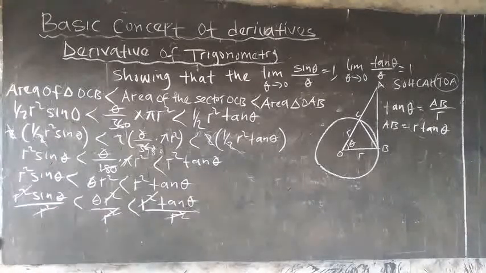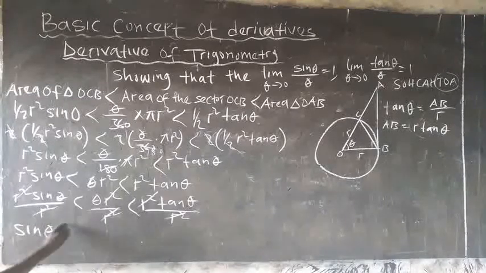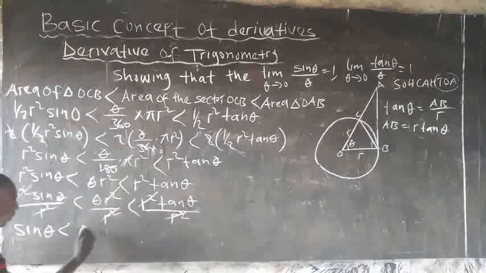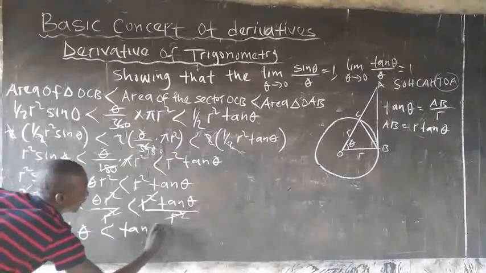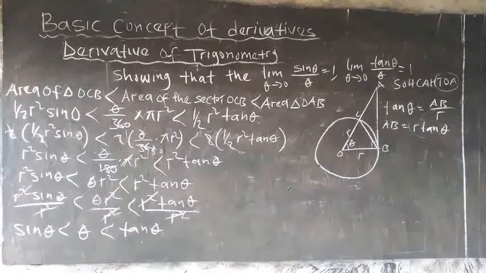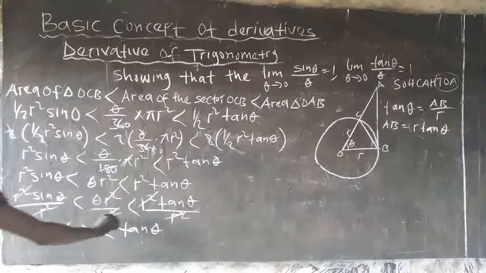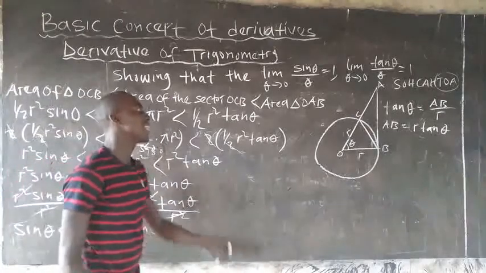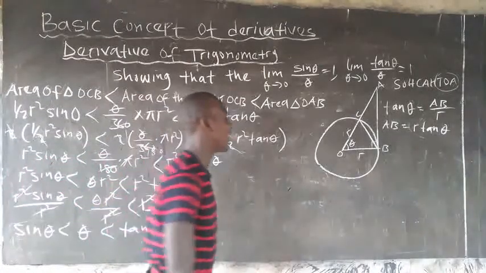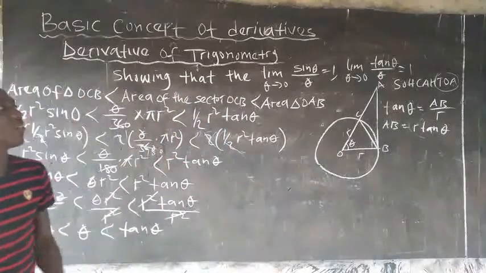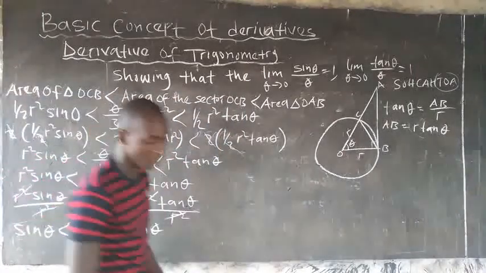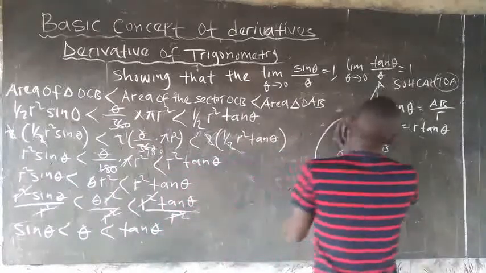We'll be left with sin theta less than theta less than tan theta. So here, this is what we are going to be using to prove the limit as theta approaches 0 of sin theta over theta equals 1, and the limit as theta approaches 0 of tan theta over theta equals 1. So I'll be cleaning off this part.